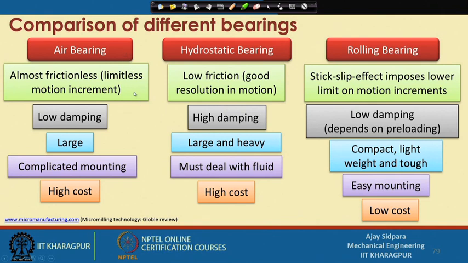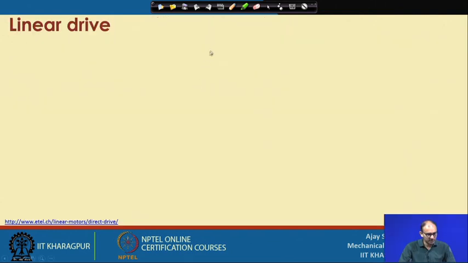So, we have to find out which one can be selected for a particular application, because everywhere you cannot use an air bearing and everywhere you cannot use a roller bearing. You have to find a suitable application, and then find how much accuracy and precision you require, and maintenance is also one of the criteria. So, let us continue further.